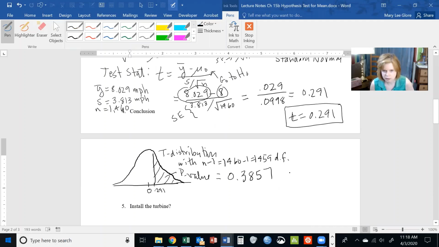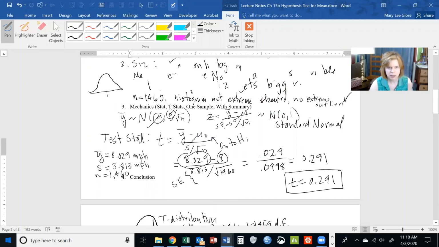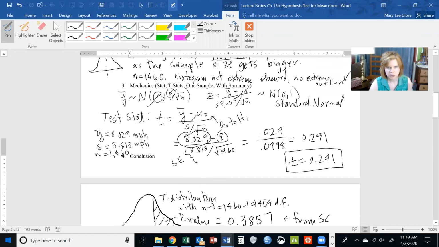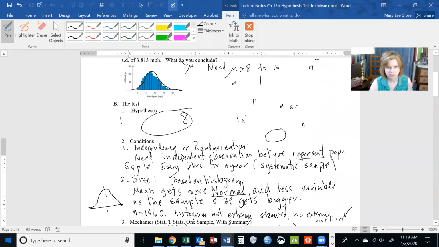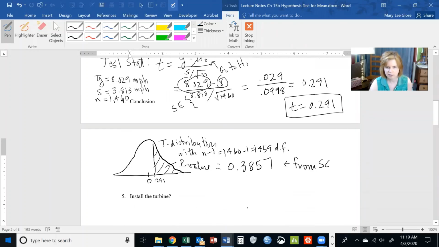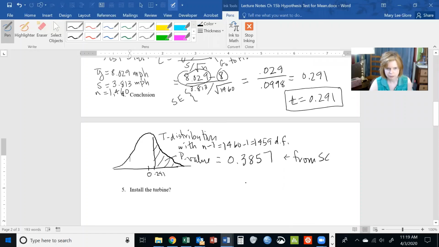All right, and we got this, again, we got this from StatCrunch. I got this right here, t-stats, one sample with summary, and then I put in my summary information. I'll put all this information over here. And I changed my hypotheses. Mu equals 8, mu greater than 8. And then I got this is my p-value.